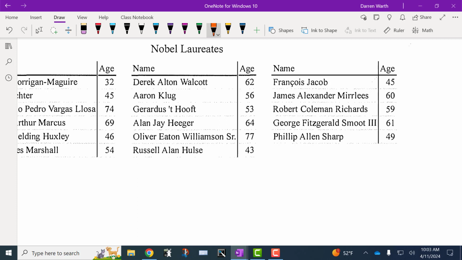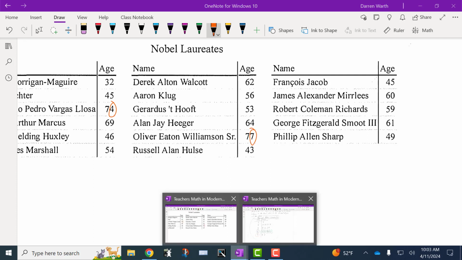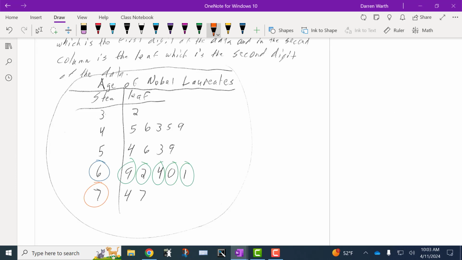So I notice there's a 74. And looking through my data, there's a 77. And those are only 2 numbers that go with it. So then I go back to my stem and leaf plot right here, and I write in the 4 and the 7. Now that you've organized the data, it's really easy to see the ages of your Nobel laureates. It's also easiest to see what age group had the most or had the least Nobel laureates.